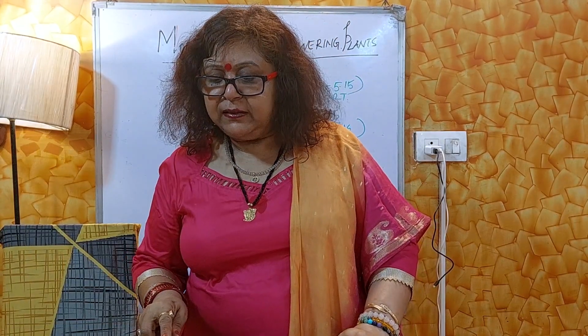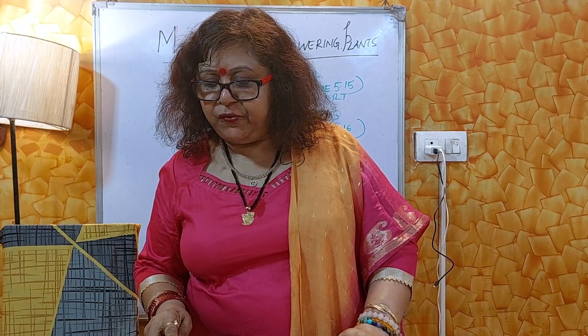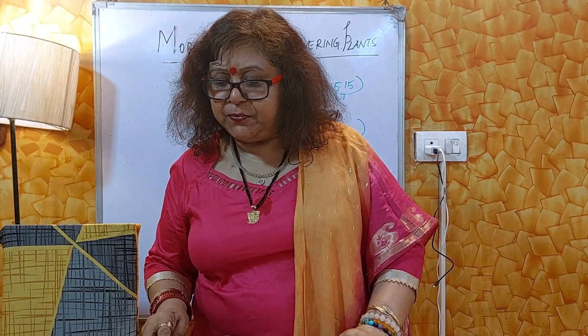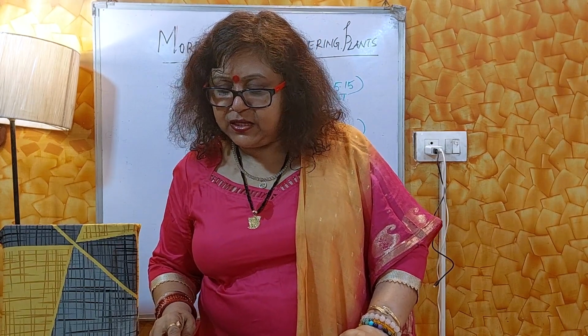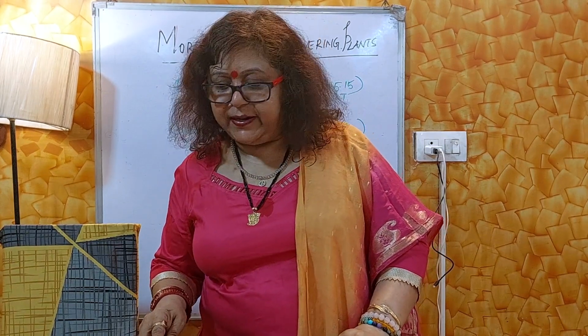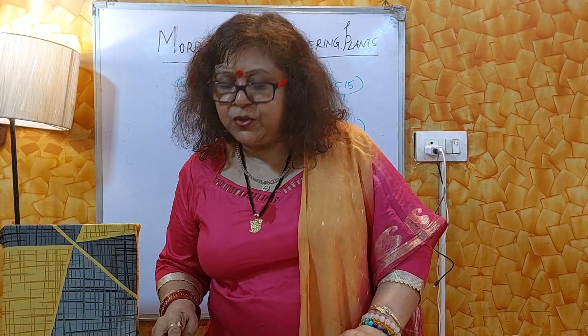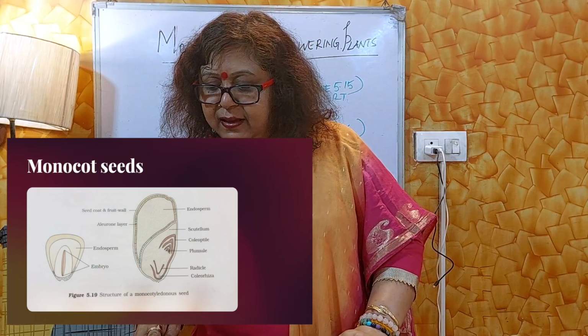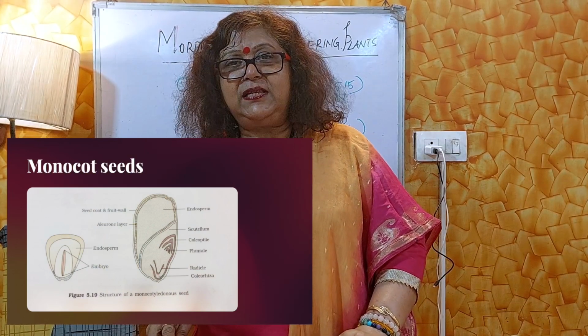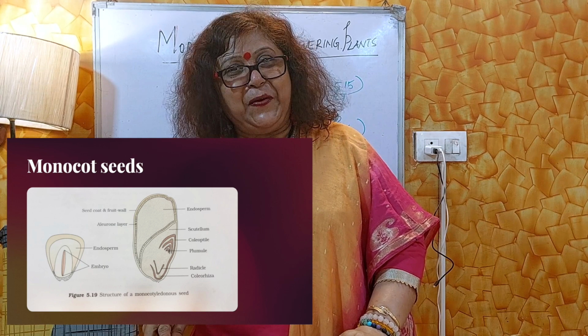What are the features of a monocot seed? First, the endosperm is bulky and stores the food, and the embryo is small and situated in a groove at one end of the endosperm. It consists of a large shield-shaped cotyledon, which is also known as scutellum, and it also has a short plumule and radicle. The plumule and radicle are enclosed in sheaths called coleoptile and coleorhiza.